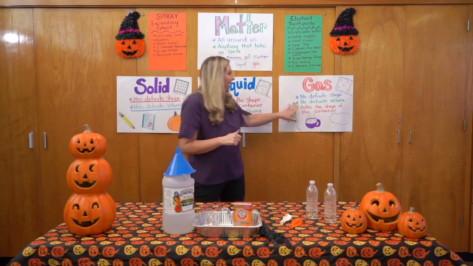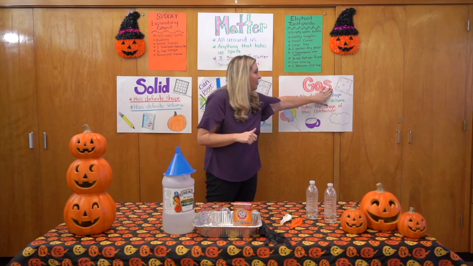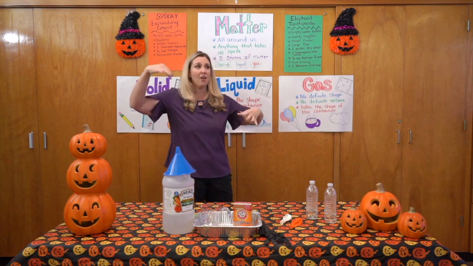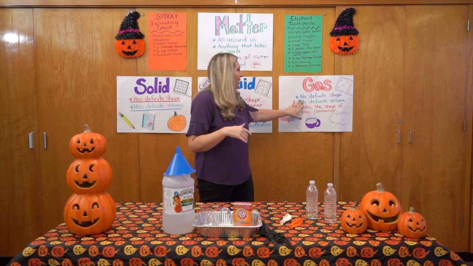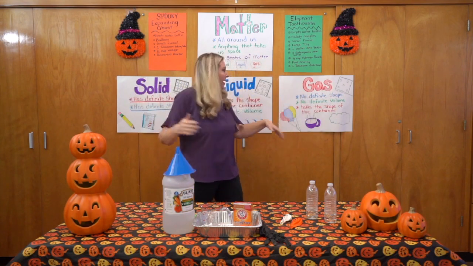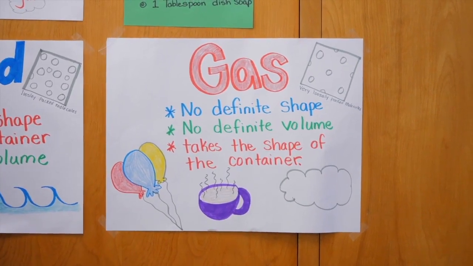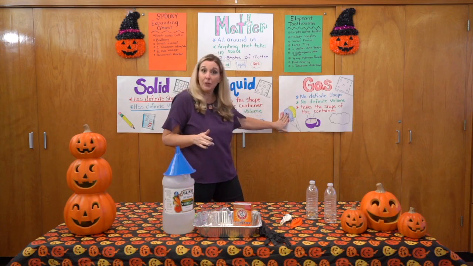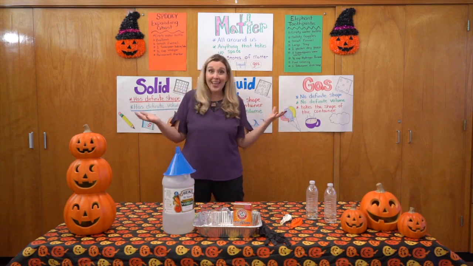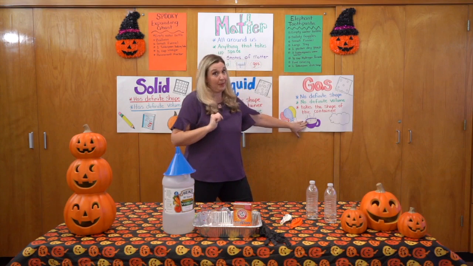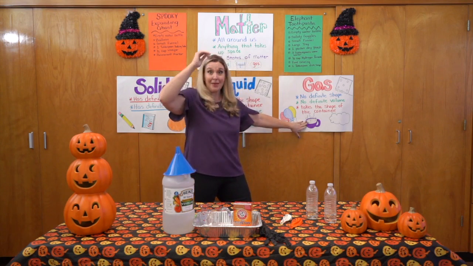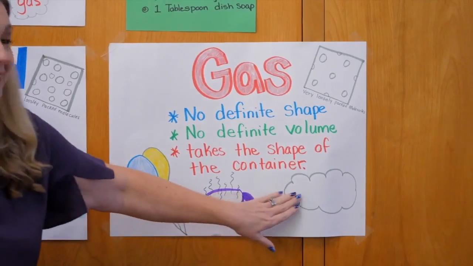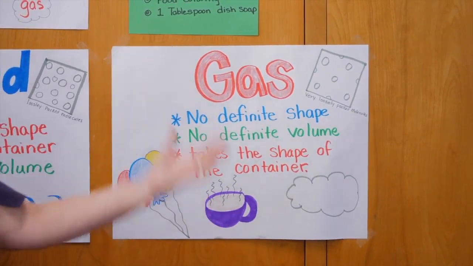So let's take a look at gases. Gases have very loosely packed molecules and they're not touching at all. And so that means that it has no definite shape, it has no definite volume, it still takes the shape of the container. So you can see that in what's inside balloons. Helium, that is a gas. Then your mom's cup of coffee, you can see the steam coming up, that's a gas. And the clouds up in the sky, they're made up of gases.